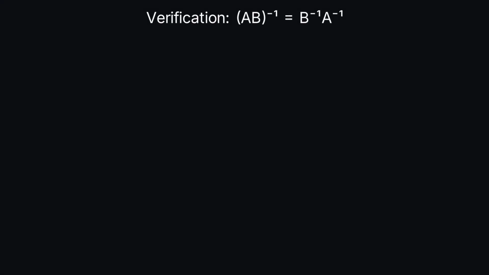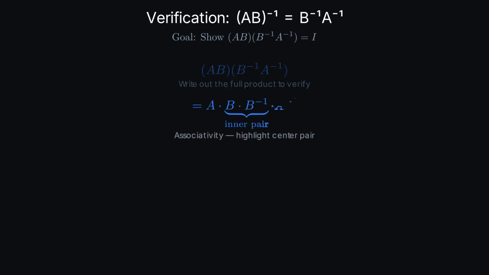Let's verify that this formula actually works. We need to show that AB multiplied by B inverse A inverse equals the identity matrix. Start by writing out the full product. A B B inverse A inverse. Now matrix multiplication is associative, so we can group any adjacent pair together. Look at the center of this expression. B sits right next to B inverse. B times B inverse equals the identity matrix, so we replace that pair with I.